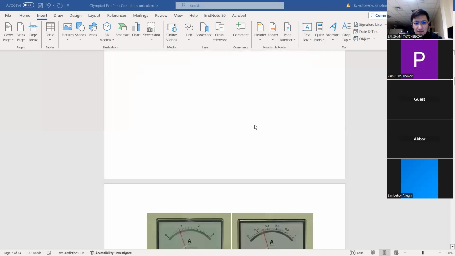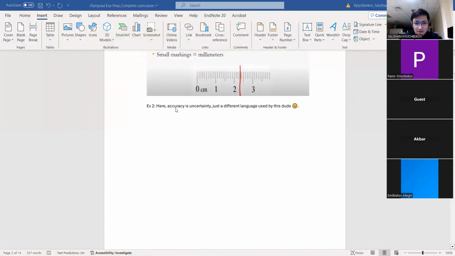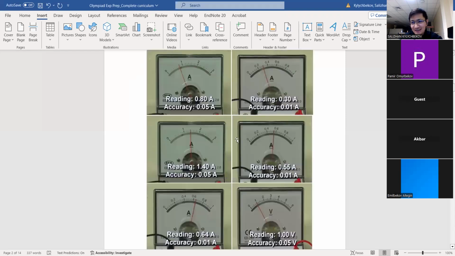The only difference is this guy used accuracy instead of uncertainty, so it's just syntax. Don't worry about that. So this is uncertainty.